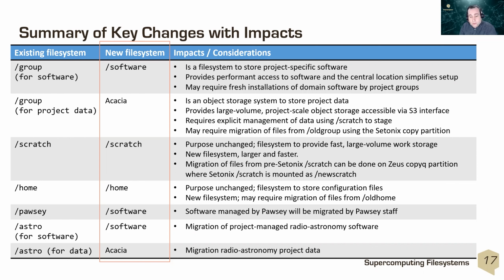For Pawsey, the software managed by Pawsey has already been migrated by Pawsey staff, and newer versions of a lot of the packages that you may be familiar with on Magnus and Zeus are available on Setonix. And there's more detail on that in Module 3. And for software installed on Astro, we recommend using the /software file system. And our staff are working closely with the ASCAP and MWA teams regarding software migrations.